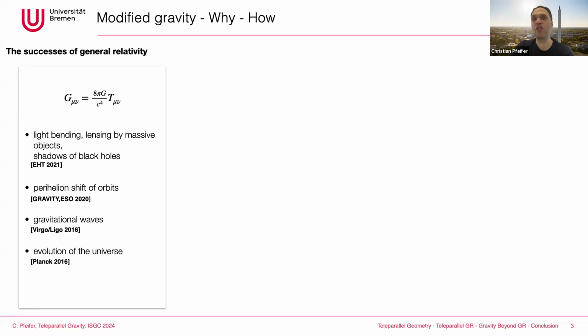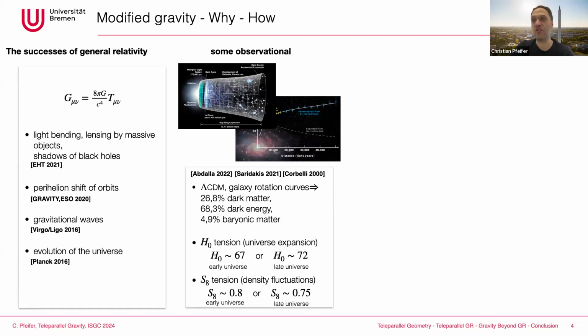However, there are still quite some shortcomings in general relativity. When we look at the evolution of the universe and the rotation curves of galaxies, I guess this is very well known, we must conclude that the universe consists of nearly 30% dark matter, nearly 70% dark energy, and then some baryonic matter. And if we then apply this to study the evolution of the universe, we nowadays find what is called the H0 and sigma 8 tension, that is deviating predictions for the Hubble expansion rate and the density fluctuations in the universe from different observations.